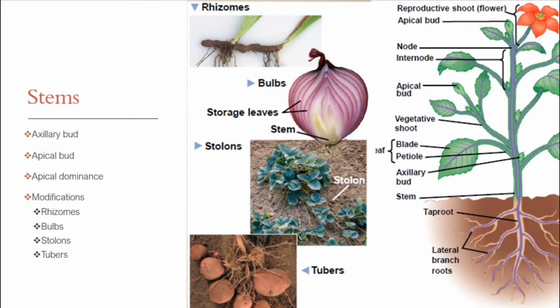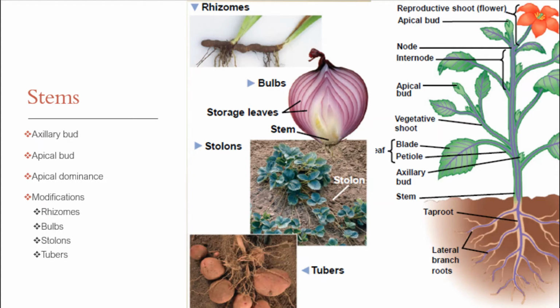The next modification is a bulb, and so a bulb is a vertical underground shoot which has large storage leaves, and so we can see the whole bulb is not the stem. The stem is at the bottom, and then storage leaves kind of come from that point. And so it looks kind of like an onion. I think it is an onion.